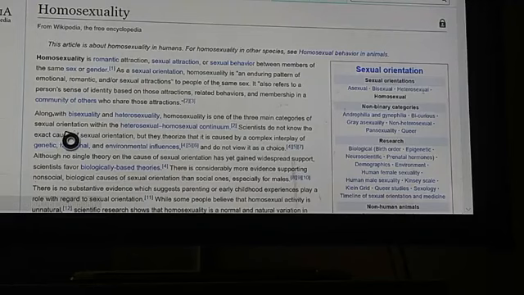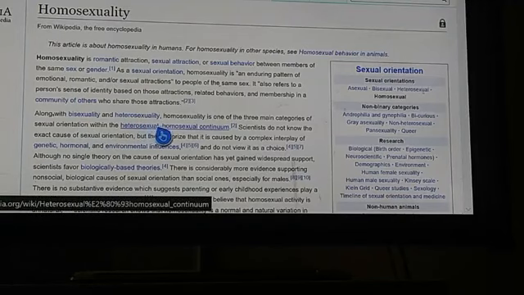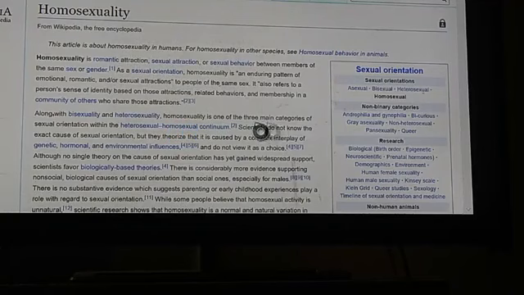Let's keep reading. Along with bisexuality and heterosexuality, homosexuality is one of the three main categories of sexual orientation within the heterosexual-homosexual continuum. Scientists do not know the exact cause of sexual orientation. Oh, look at that. But they theorize, pay attention, theorize, because this will come up later. Right here, guys, theorize. They theorize that it is caused by a complex interplay of genetic, hormonal, and environmental influences, and do not view it as a choice.